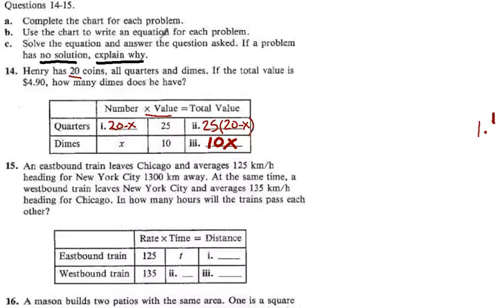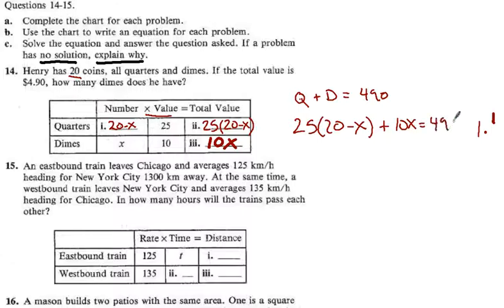And so I'm going to create an equation for the problem. Well, I know that the value of my quarters plus the value of my dimes is going to be equal to 490 cents. And the value of my quarters is right here. It's 25 times 20 minus x. And the value of my dimes is 10x. And so that's going to equal 490.